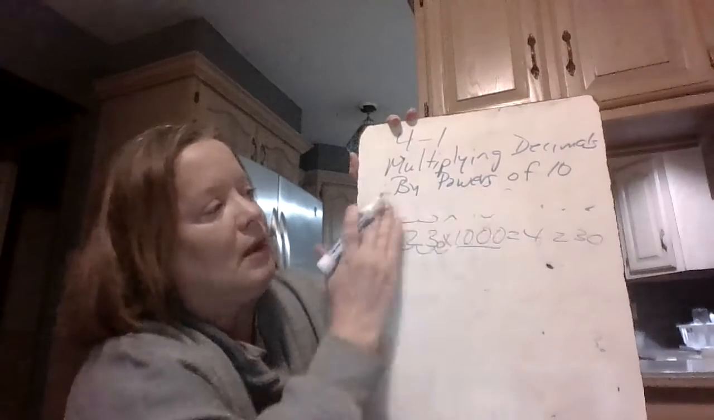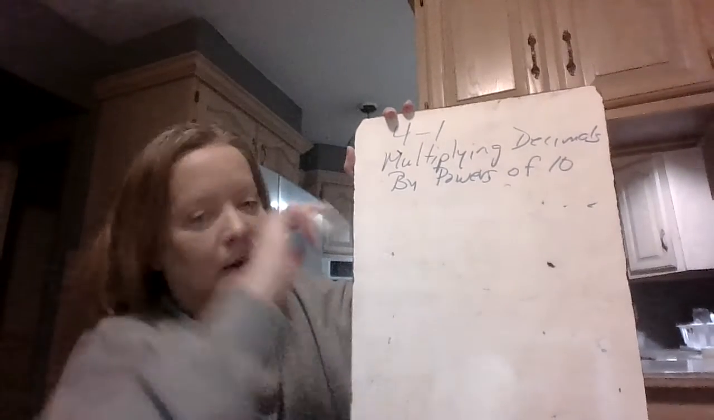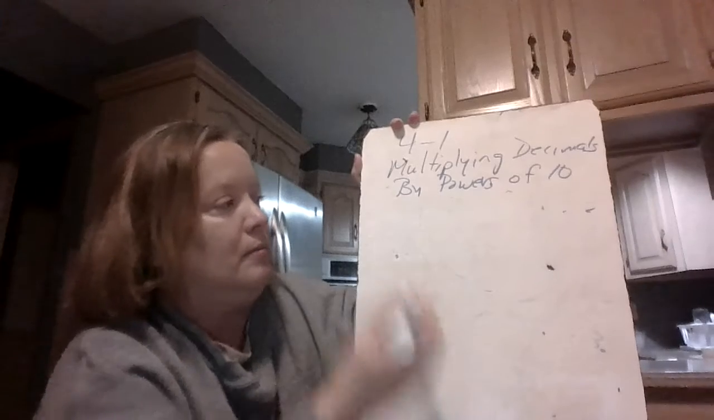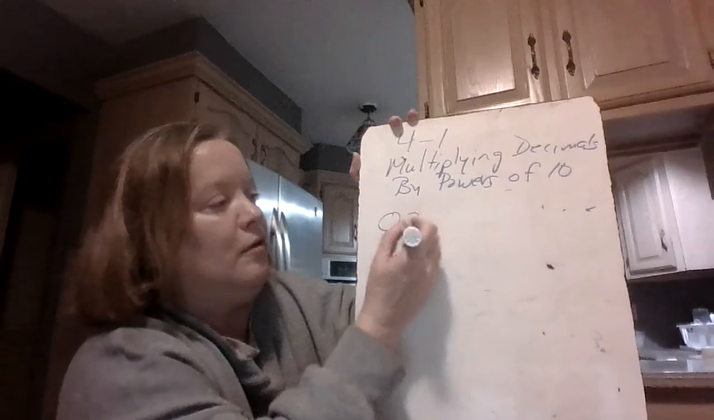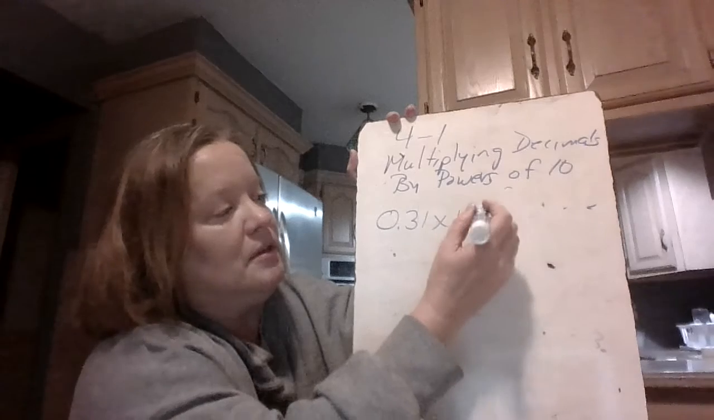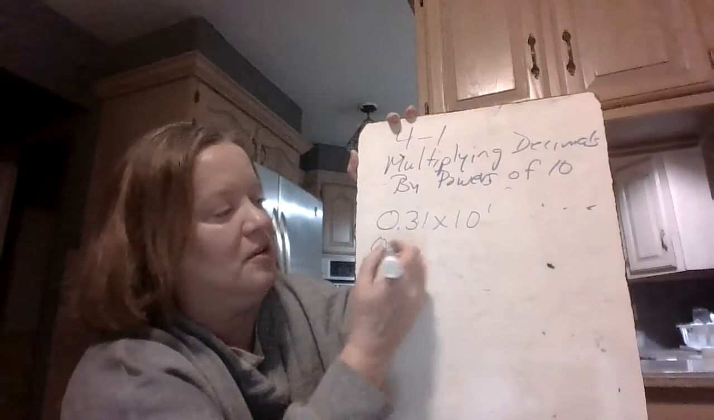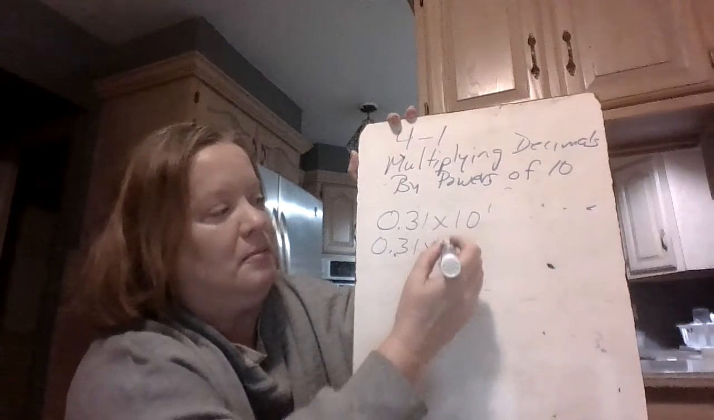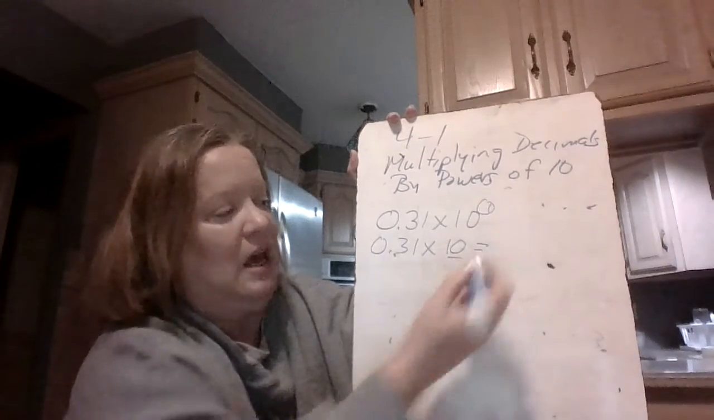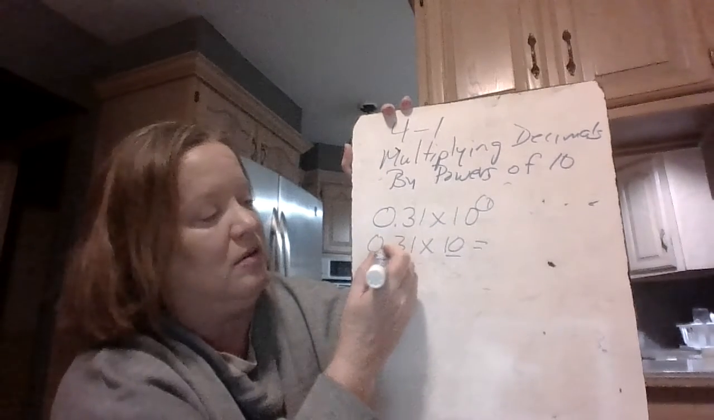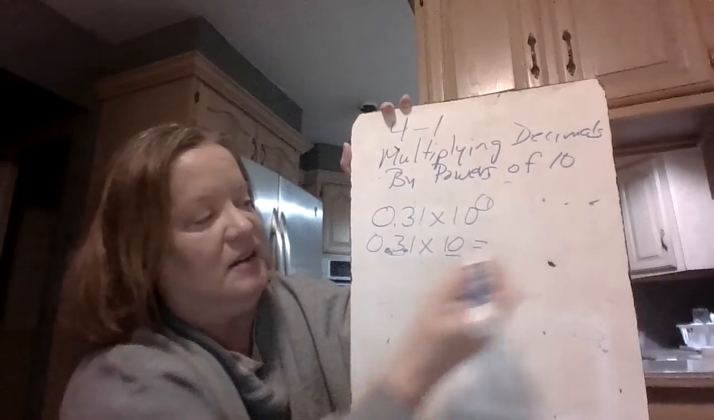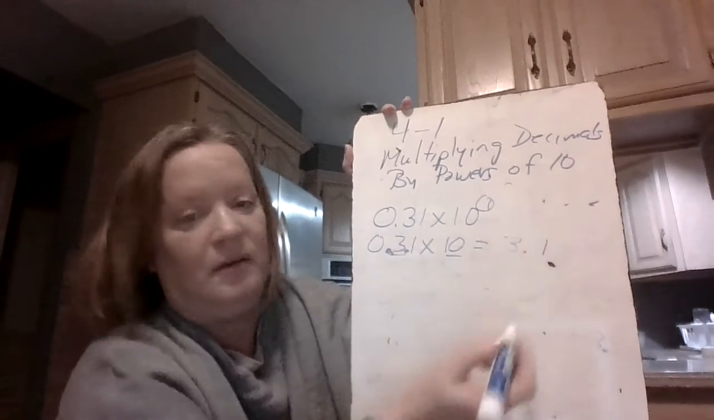Let me try one more. So let's say you had 31 hundredths times 10 to the first. That's the same as 31 hundredths times 10 because there's 1 zero in 10. Again, you would move that decimal point one place to the right. So now your answer is 3 1/10.